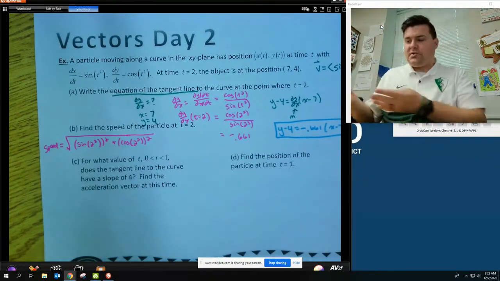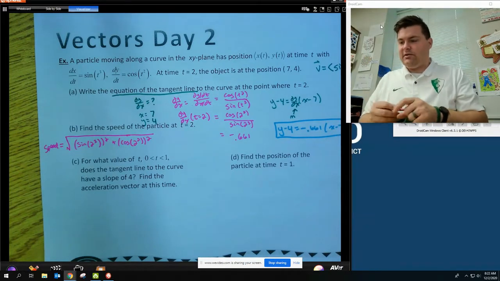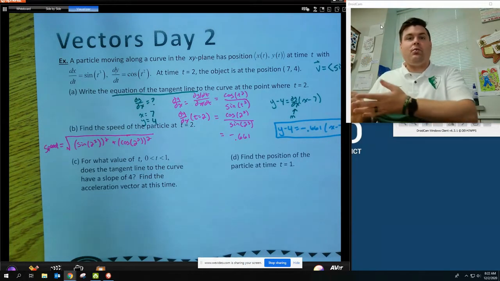Again, you're literally just going right to your calculator, so it's not really that heavy with math right now. It's just knowing what these things are asking.